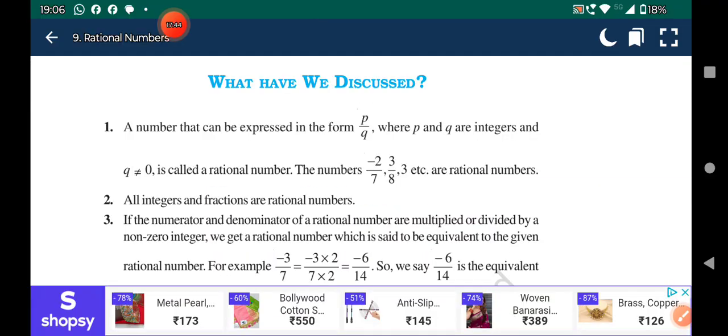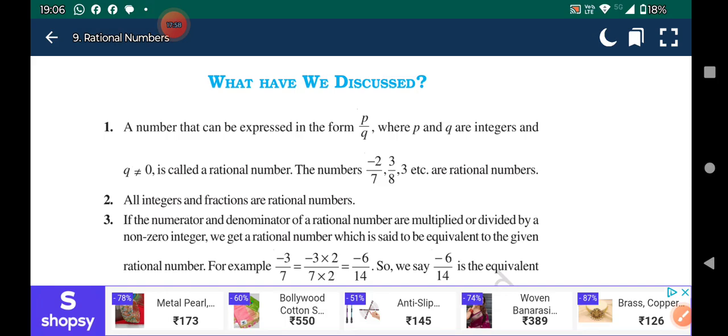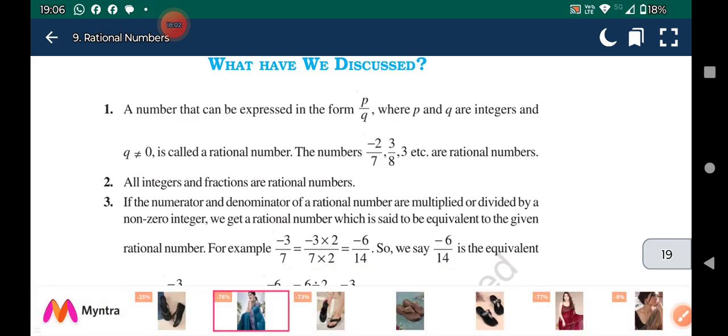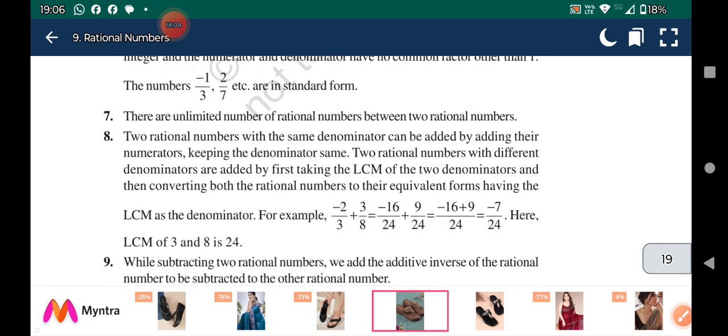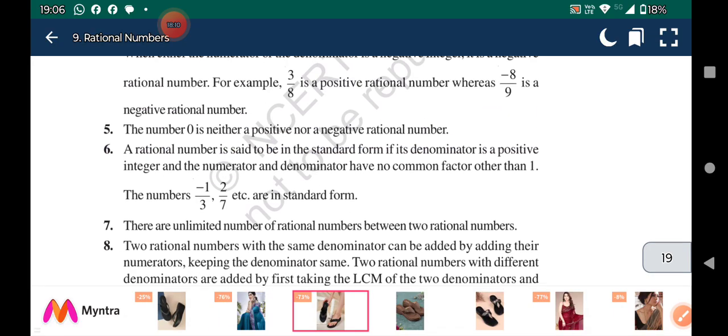What have we discussed? 1. A number that can be expressed in the form p by q, where p and q are integers and q is not equal to 0, is called a rational number. The numbers minus 2 by 7, 3 by 8, 3, etc. are rational numbers. 2. There are an unlimited number of rational numbers between two rational numbers.